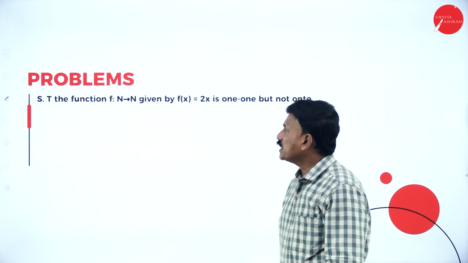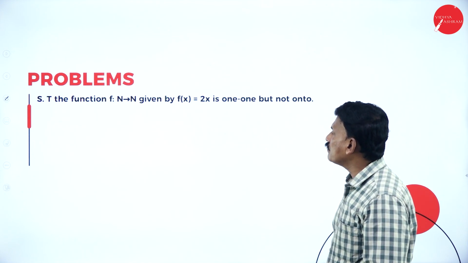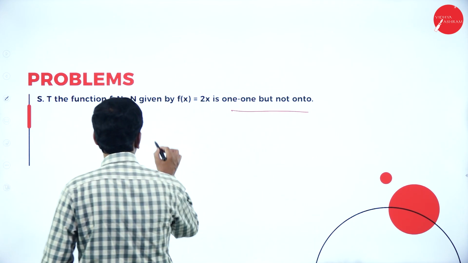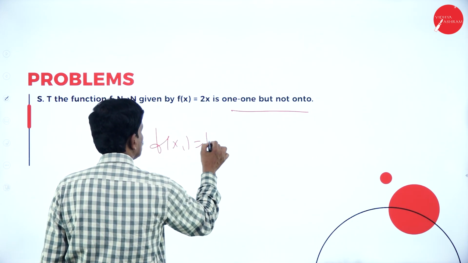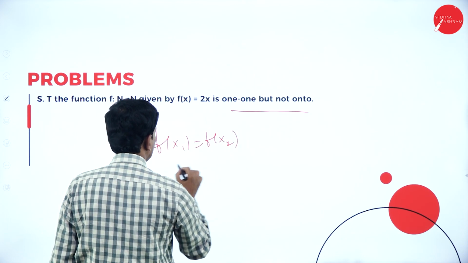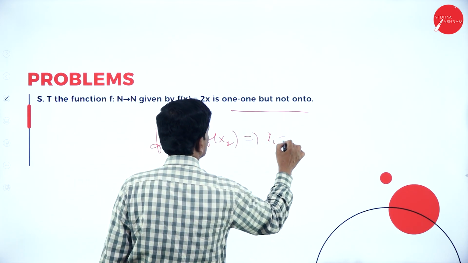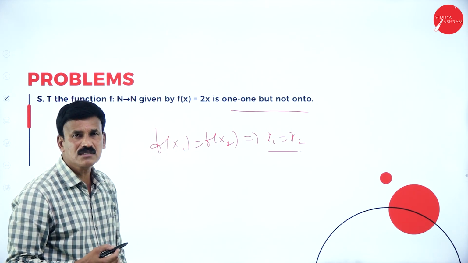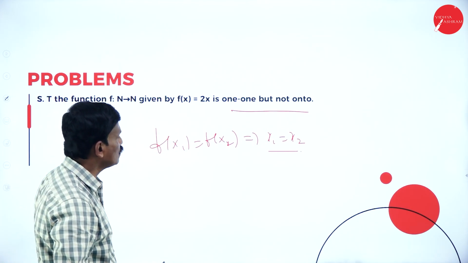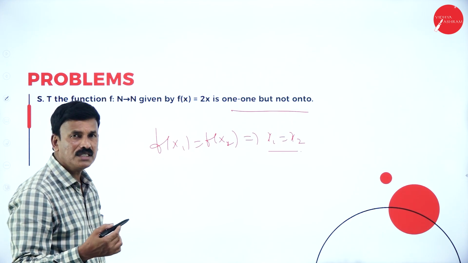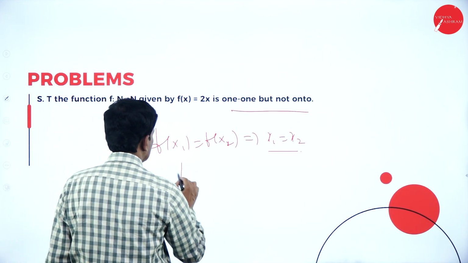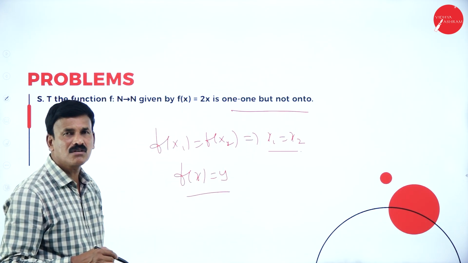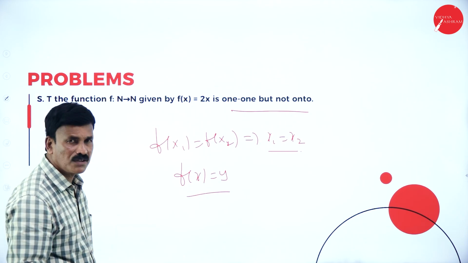Now show that the function f from N to N given by f of x is equal to 2x is one-one but not onto. Now what is to be verified? For verification of a one-one function, f of x1 is equal to f of x2 implies x1 is equal to x2. So verify first whether this condition is satisfied or not. Then go for the second one. For all y belongs to Y, there exists an element x in X such that f of x is equal to y. If this condition is satisfied, then it is called an onto function. Now let us verify this.